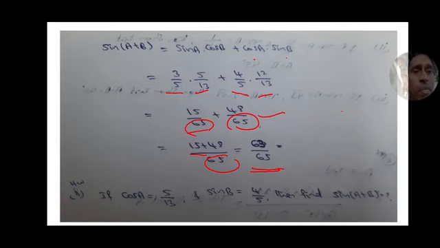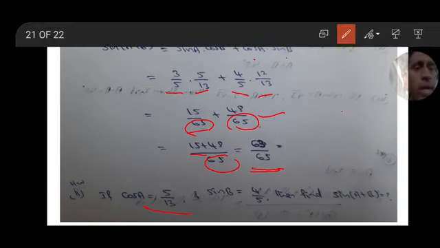And a homework problem: if cos A equal to 5 by 13 and sin B equal to 4 by 5, then find sin of A plus B.